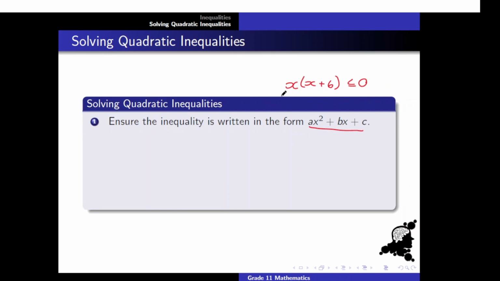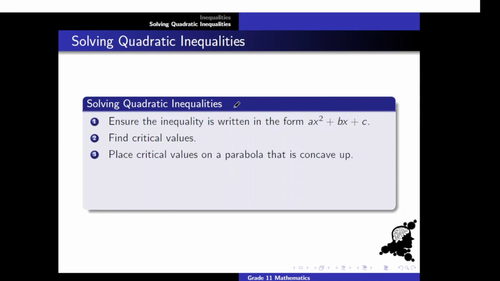However, in any other case, you want to make sure that you have it in the form ax squared plus bx plus c. We then need to find the critical values. And basically, the process of finding the critical values involves that you solve for x as if the inequality were an equation. We would then have to place the critical values on a parabola that is concave up. Please take note of this. The parabola must always be concave up. Some of you would say a smiley face. That's okay, that's cool. Although I don't really see a face here. But nevertheless, we need to always make sure that our quadratic graph is concave up.